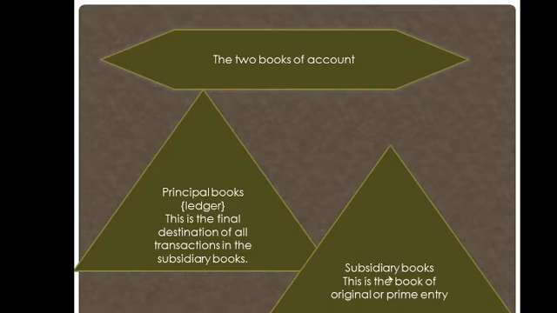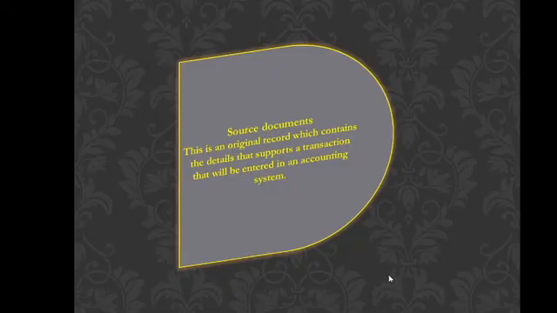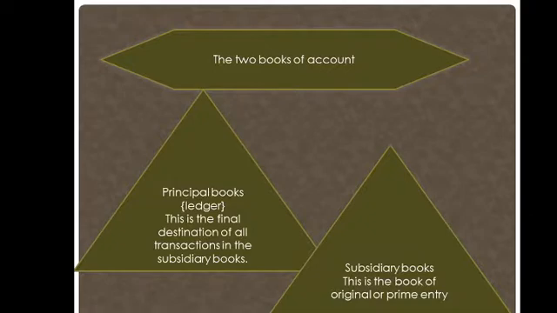We'll be focusing more on the subsidiary book, which is one of the two types of accounts. The subsidiary book is the book of original or prime entry. All the subsidiary books are used to make first entries of transactions. Before any entry can be made in the ledger, it must first be recorded in the subsidiary book.